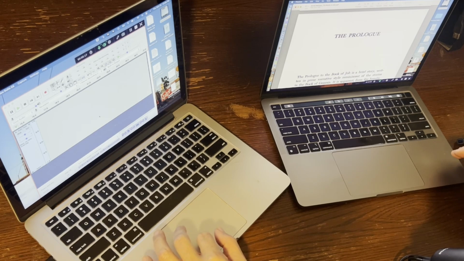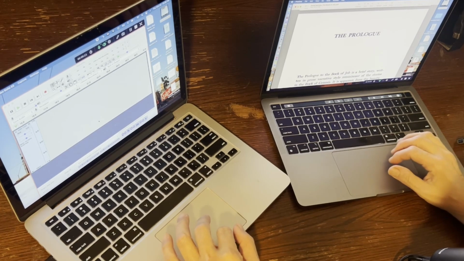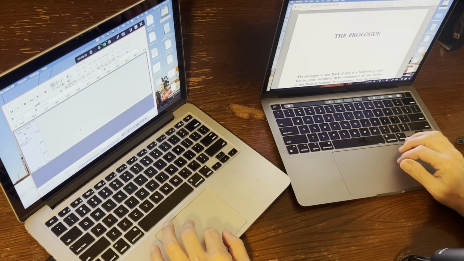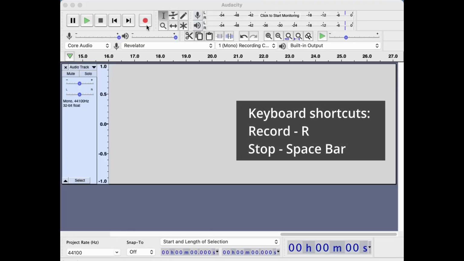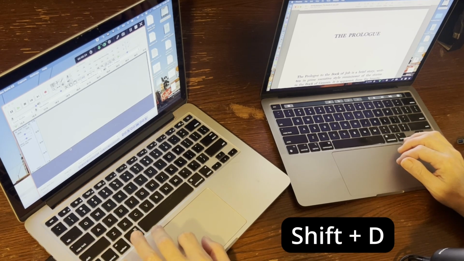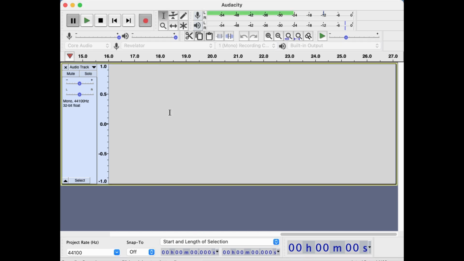So what I'm using is a free software. I think I mentioned it, Audacity, and I'll be reading from a book written by my late father called The Book of Job. You can press record here, stop, and to do a punch, it's Shift D. You can test that your mic is feeding into the software by pressing pause and record, and now we see the meters moving, which means we're ready to go.